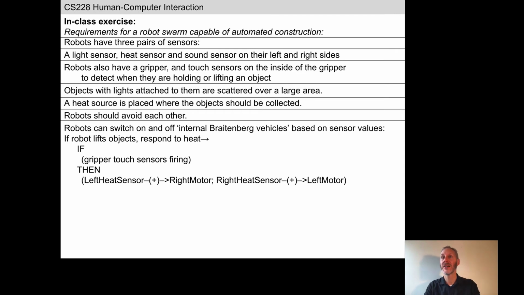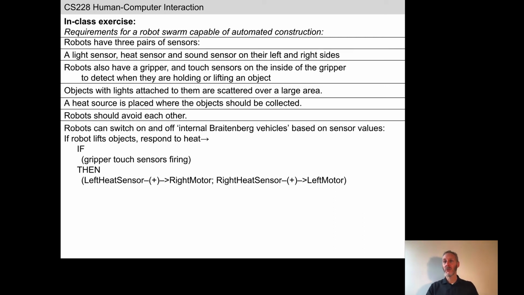Thomas has some ideas here about heat threshold. So if the heat threshold is above some value, drop the object. You're close enough to the heat source. If the light threshold is above some value, you're close enough to an object with the light on it, go ahead and use the grippers, exactly. Khan has some ideas here. Exactly. So again, use the sound to avoid other objects. Great. I think you're on the right track here.